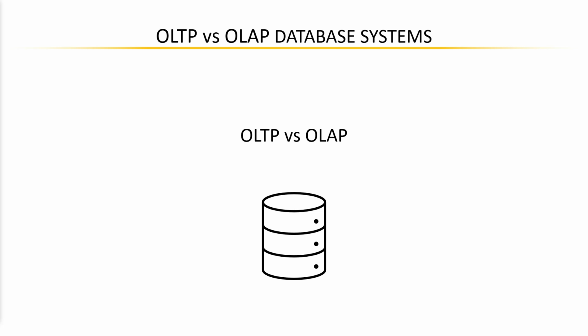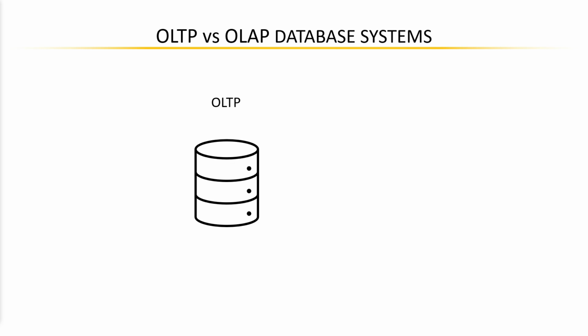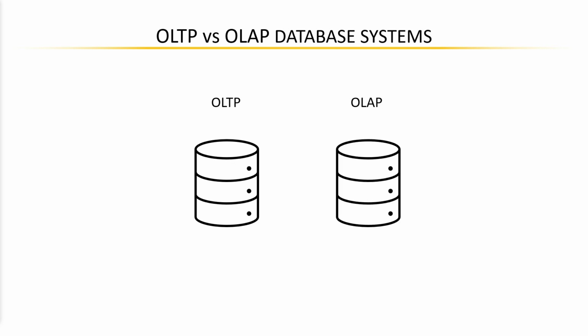So, let's get started. As mentioned in a previous video, we have defined relational databases as a system for storing and managing data organized into tables. Let's now introduce the concept of OLTP and OLAP database systems and their main characteristics. Online transaction processing (OLTP) and online analytical processing (OLAP) are two different types of database systems, each optimized for different types of workloads and purposes.